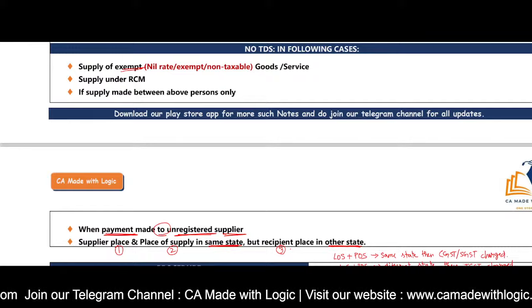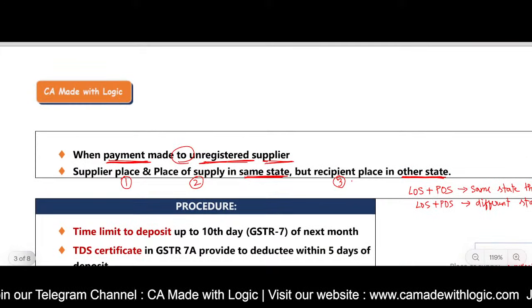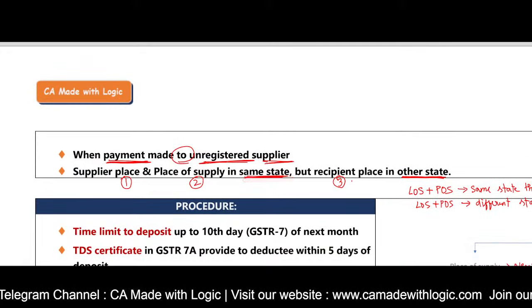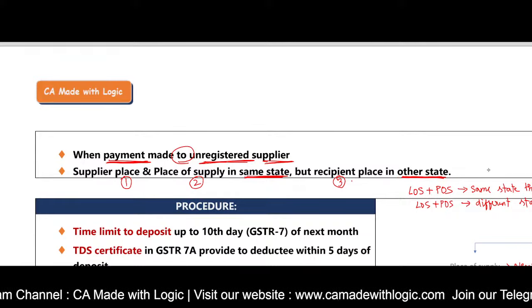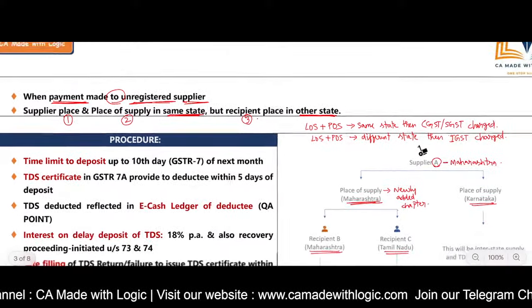Then comes the supplier. The supplier's place and place of supply are in the same state, but the recipient's place is in another state. Let us understand this, it is very important.